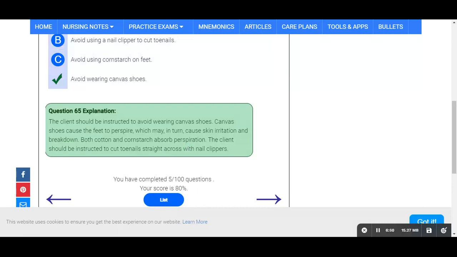So first of all, we have to find out what it means when we say canvas shoes? I have to Google it right now. Canvas shoes. Oh, so a canvas shoe is actually a light shoe with canvas upper, rubber, leather, and fiber. It's like a tennis shoe, like the one you have with the shoelaces. Okay.